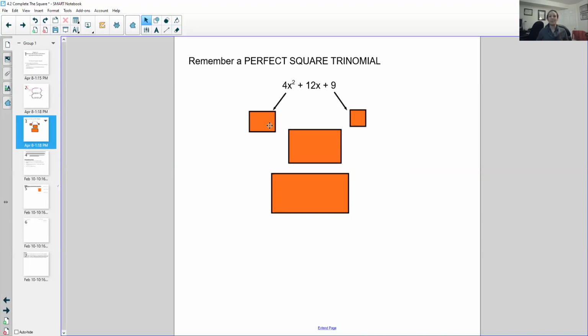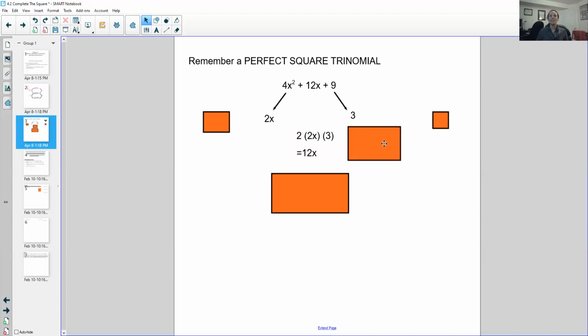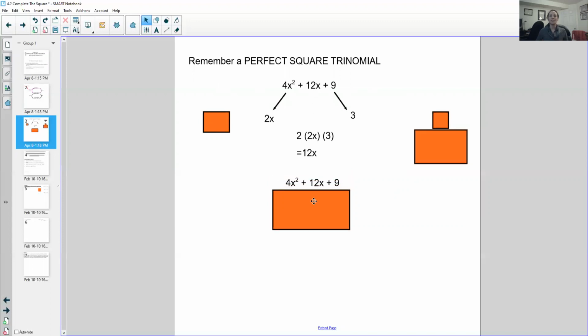So if you remember, first, you take the square root of terms 1 and 3, double the product, then you check and see, and if it equals term 2, then you can declare that your 3-term trinomial is a perfect square. There is your perfect square trinomial.